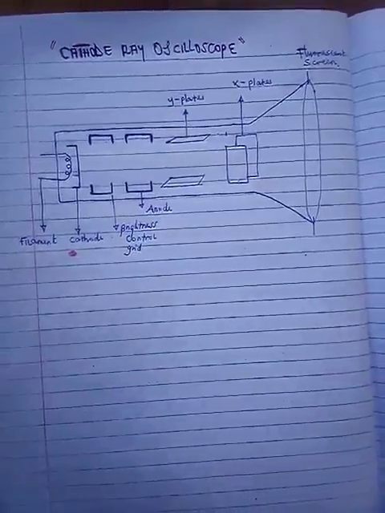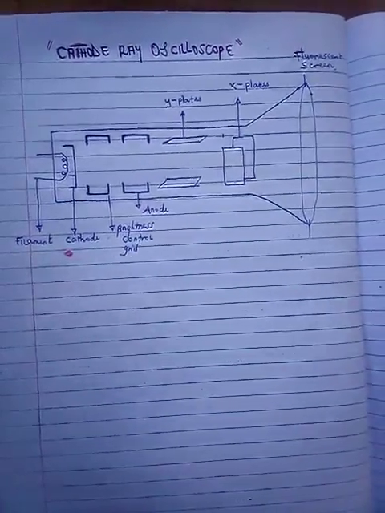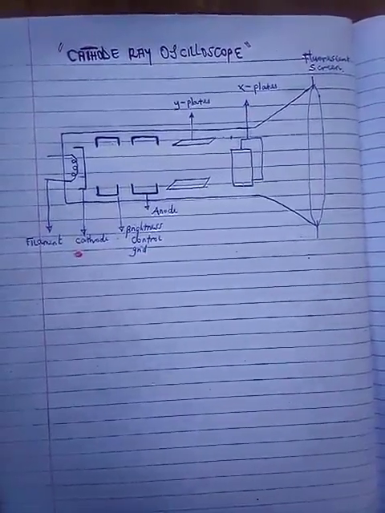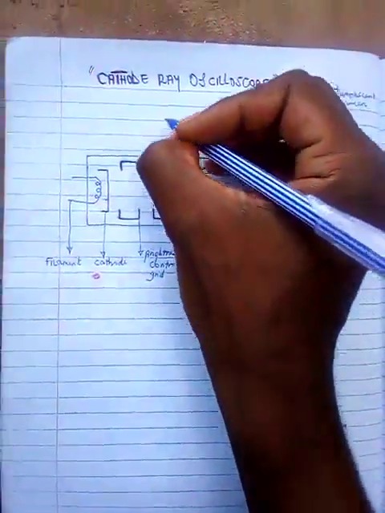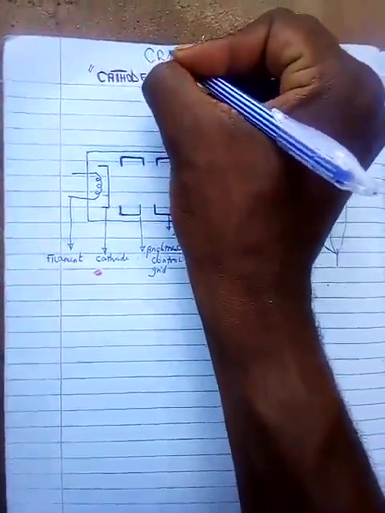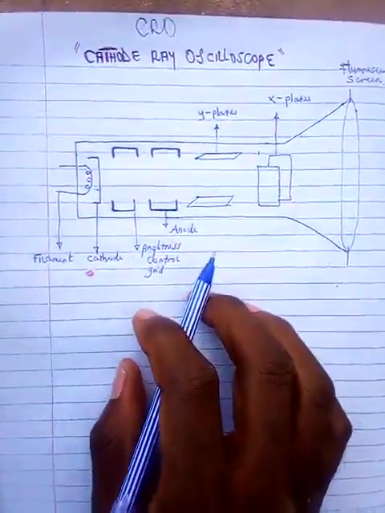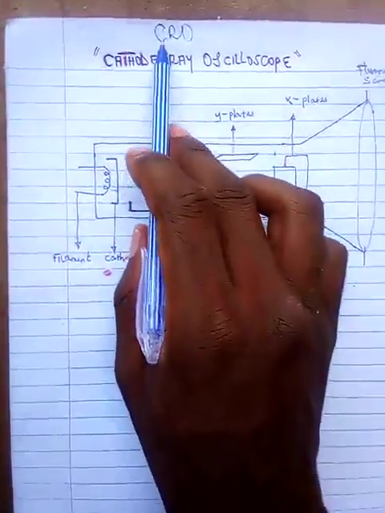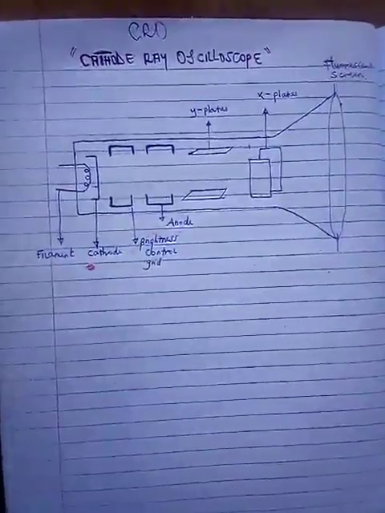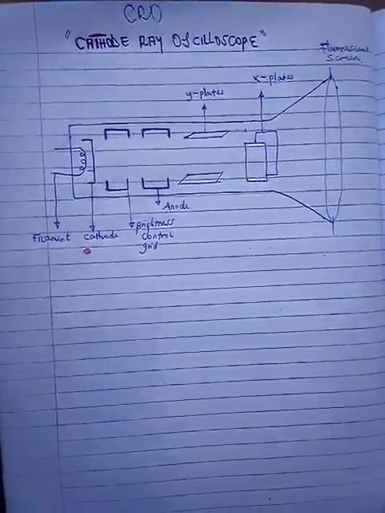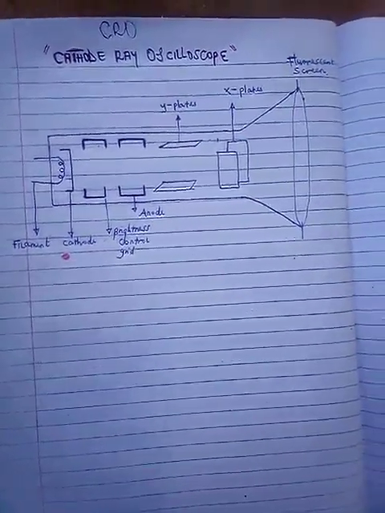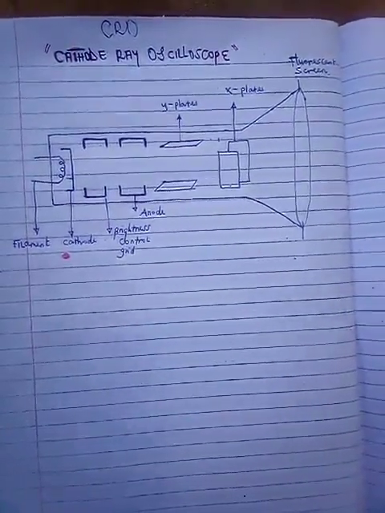Okay, so in this video we are going to be talking about the cathode ray oscilloscope. It is mostly abbreviated as the C.R.O, where C is for cathode, R is for ray, and O is oscilloscope. This is what I want us to discuss briefly.